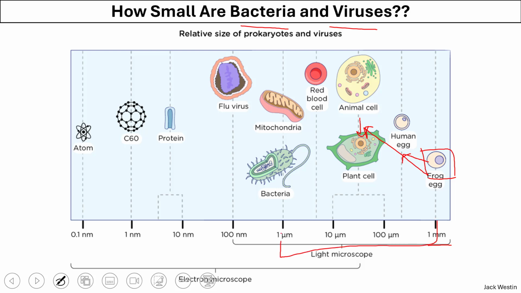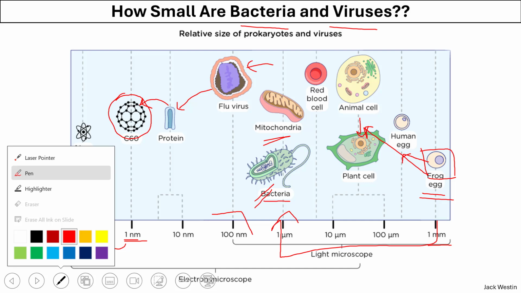About 1,000th the size of this frog egg is a bacteria or mitochondria. So a bacteria is almost the size of a mitochondria. 1/10 the size of bacteria is a flu virus. 1/10 the size of a flu virus is a molecule of protein, and 1/10 the size of a molecule of protein is this carbon 60 ring, and you can see the carbon 60 ring is only 10 times bigger than an atom.